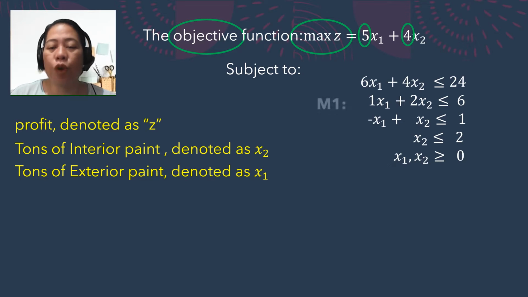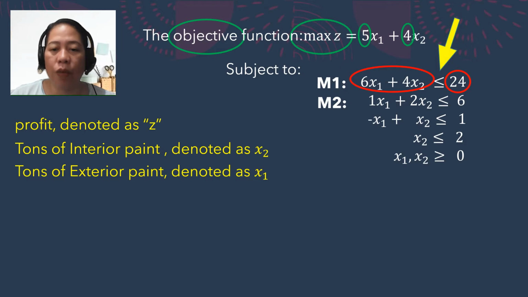Reddy Mikks used two raw materials, M1 and M2, for those paints. The exterior paint needs 6 tons of raw material 1 and 1 ton of raw material 2. The interior paint needs 4 tons of raw material 1 and 2 tons of raw material 2. The maximum daily available supply for raw material 1 is only 24 tons, while for raw material 2 it is only 6 tons. It means that the usage of raw material 1 by both paints is limited only to the maximum raw material availability, which is expressed mathematically with the inequality sign less than or equal to.